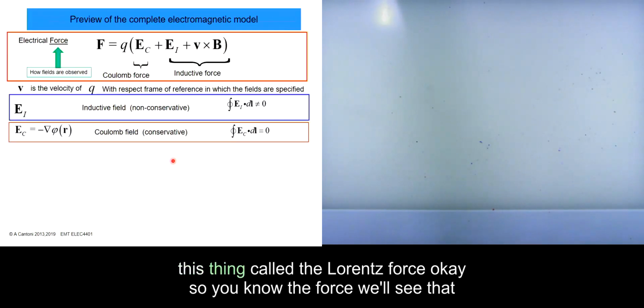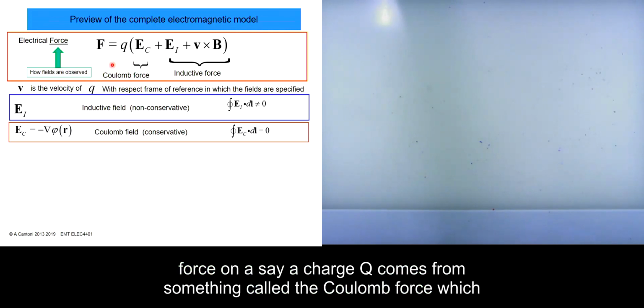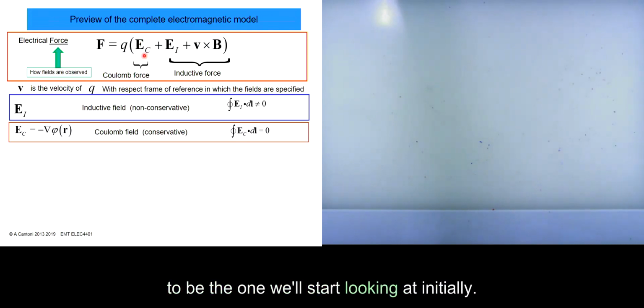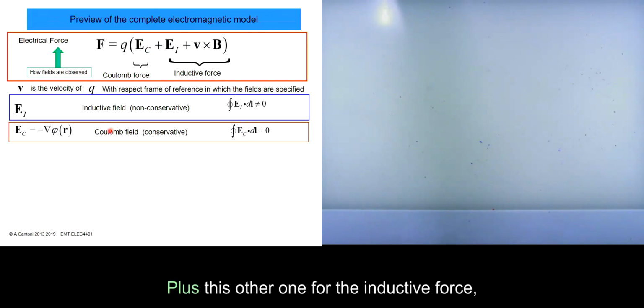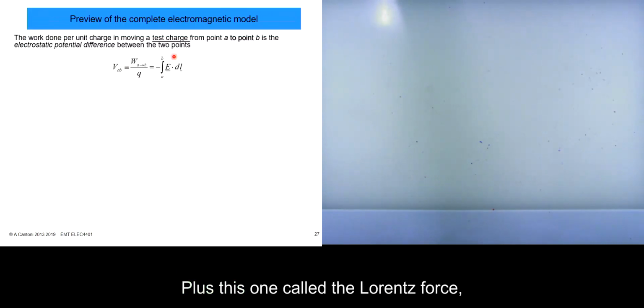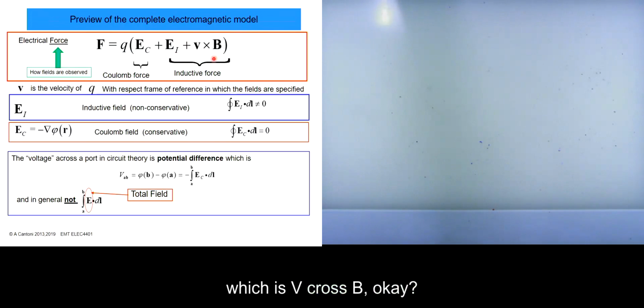And we also have this thing called the Lorentz force. We'll see that the force on a charge Q comes from something called the Coulomb force, which will be the one we'll start looking at initially, plus this other one called the inductive force. We'll look at how that comes about, plus this one called the Lorentz force, which is V cross B.